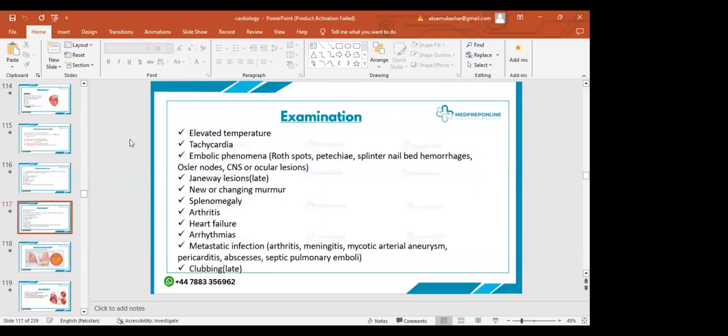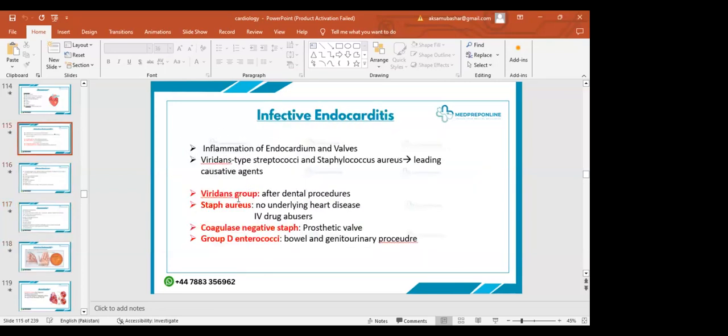I have also written it down here. There are different organisms which cause infective endocarditis through different procedures. Like Viridans group after dental procedures. Staph aureus, with no underlying heart disease, but in IV drug abusers. IV drug abusers can get staph aureus because you don't know whether they are using sterilized needles or not, and that can infect them and lead to infective endocarditis. And the same thing applies to body piercing and tattoos.